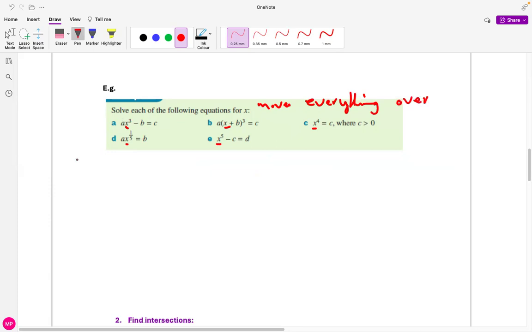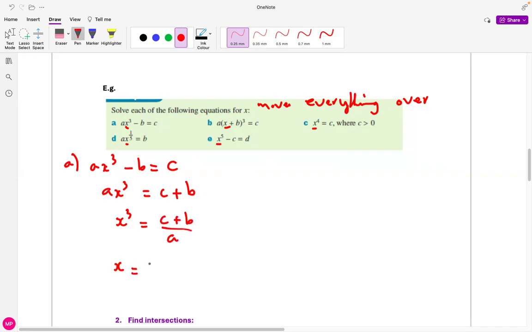So let's start with A. I have ax cubed minus b equals c. Then I move the b over, and I have ax cubed equals c plus b. Then I get rid of the a by dividing by a on the other side, so c plus b, divided by a. Then the opposite of cube is cube root. So x equals the cube root of (c plus b) over a. Okay.